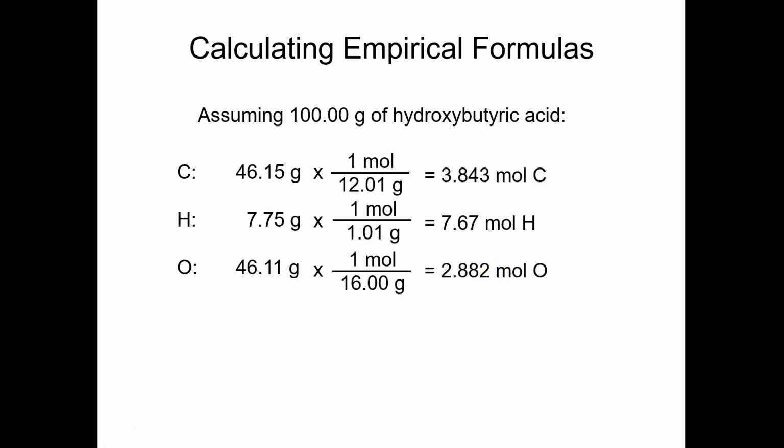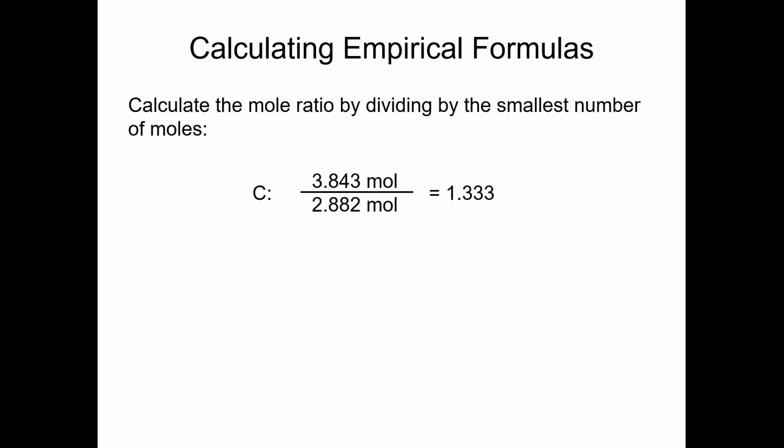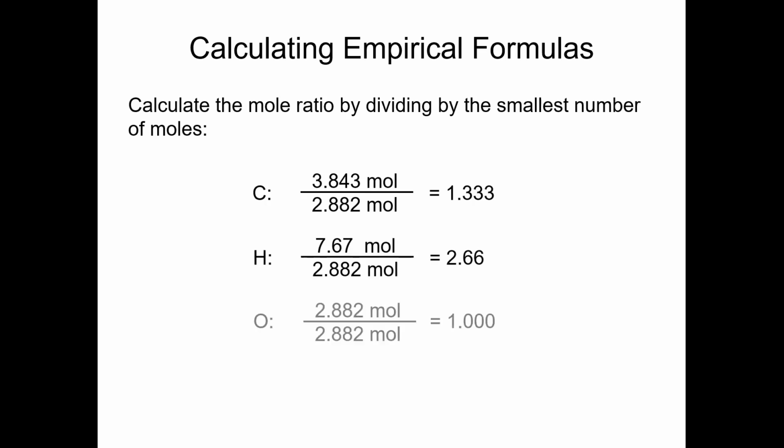Well, I need to come up with a whole number relationship among these things, and it's again not super obvious here. And so the place to start, just like we did the last time, is to divide all these by the smallest thing. And so when we divide all these things by the moles of oxygen, which was the element with the smallest number of moles present, we get a whole number for oxygen. Obviously, we have to. But you'll notice here for carbon and hydrogen, we don't get whole numbers.